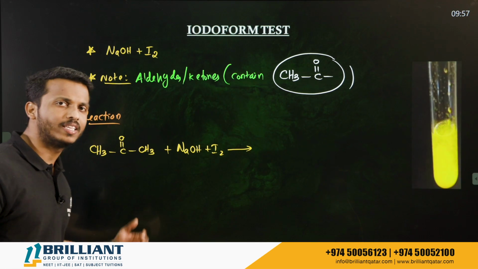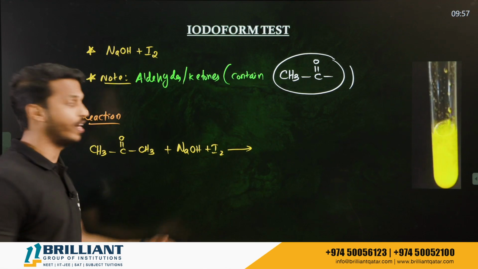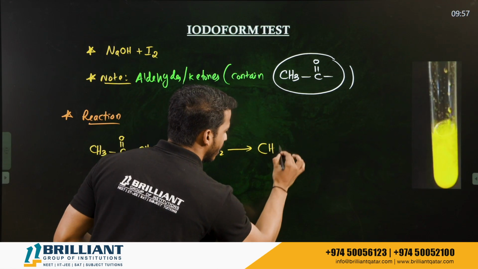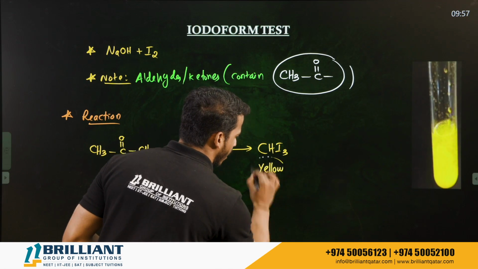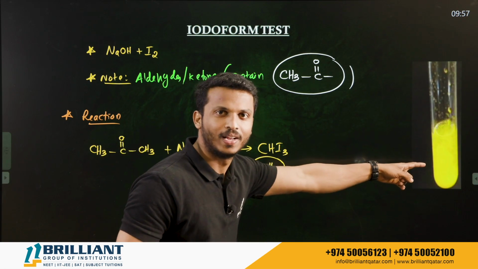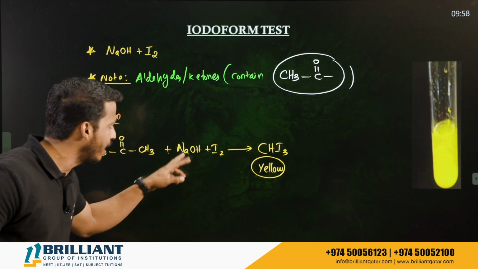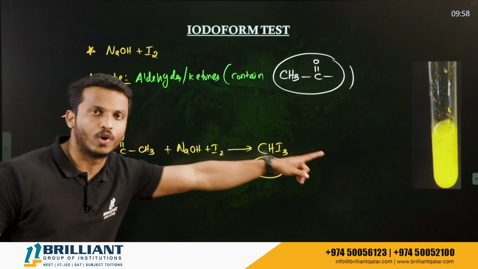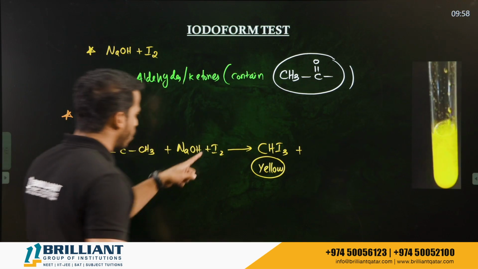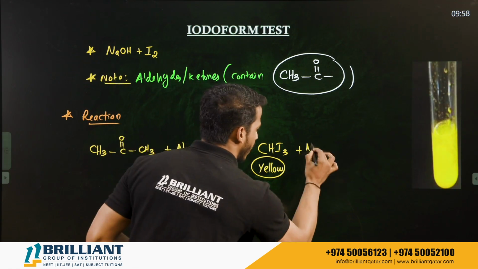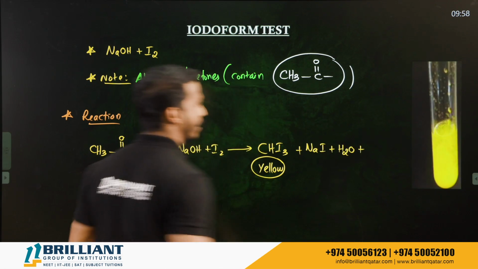The product writing is so easy, dear all. You already know this is called the iodoform test. The product is iodoform. What is iodoform? CHI3. Iodoform has a yellow color. So when you mix the aldehyde or ketone having that group with NaOH and iodine, you will get a yellow precipitate, that is called iodoform. Now, dear students, the sodium can combine with iodine. You will get sodium iodide along with water. One more product is there.